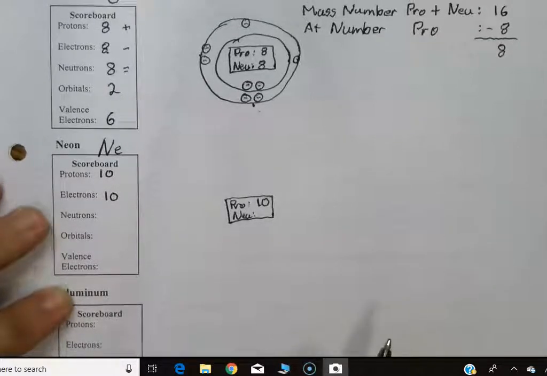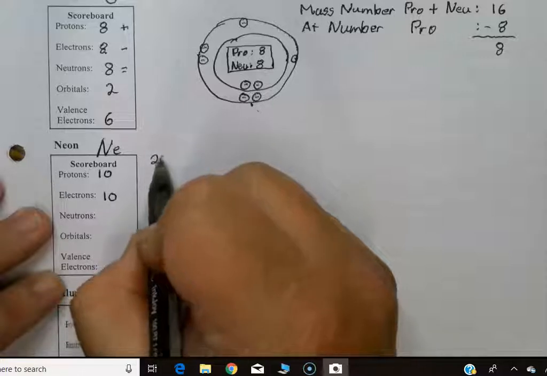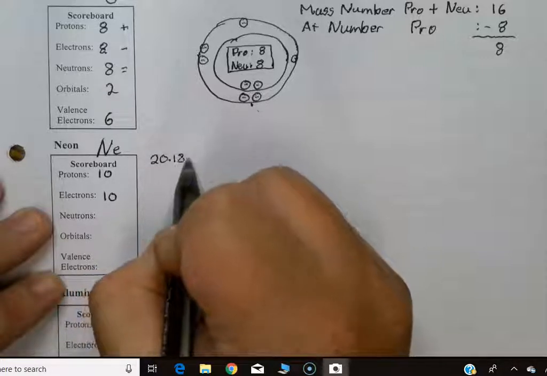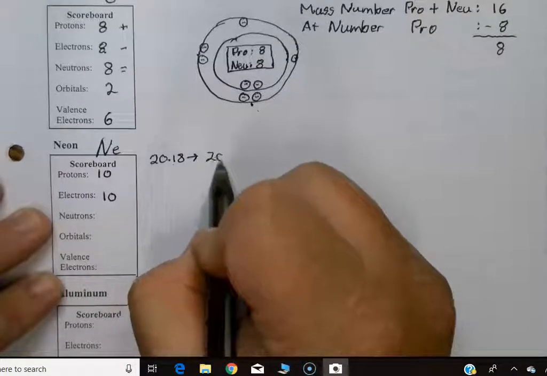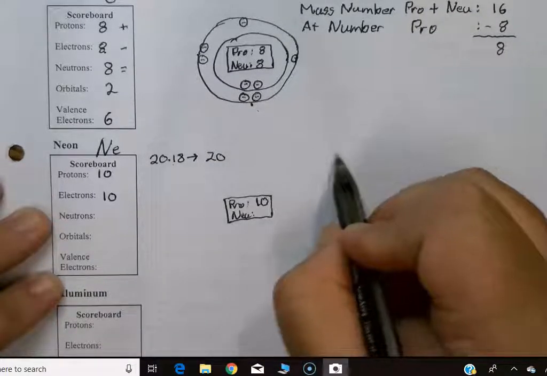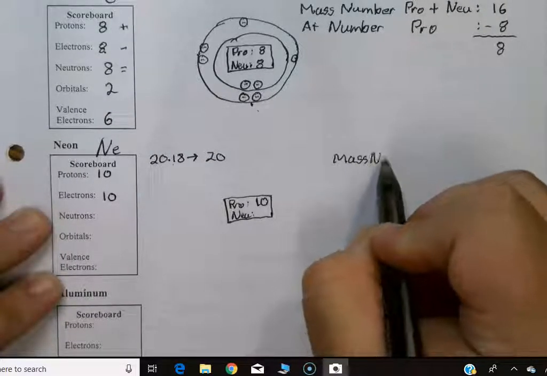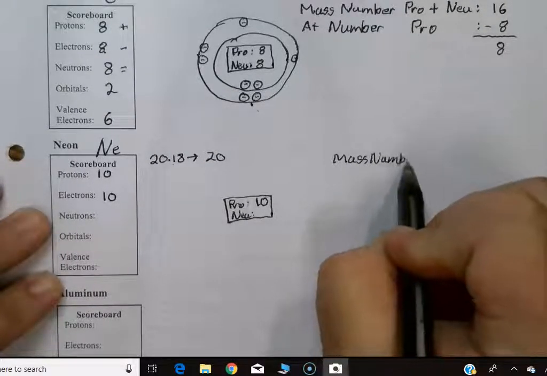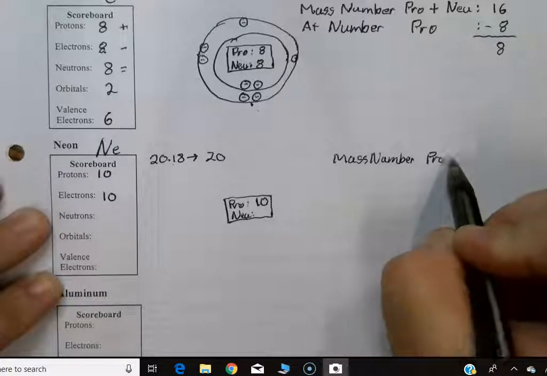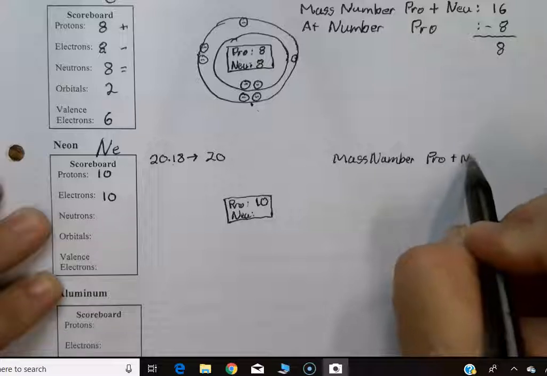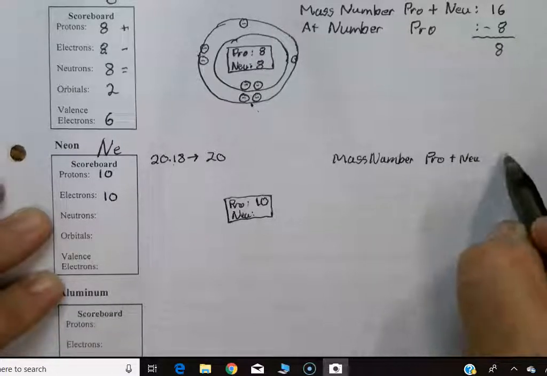And now we have to figure out neutrons. So we saw that the atomic mass was 20.18, and since that's a 1, you round it down to 20. So our mass number is 20. Over here, we're going to write mass number, and let's write down again what that is. It's the total number of protons plus neutrons in the nucleus. And in this case, that's 20.